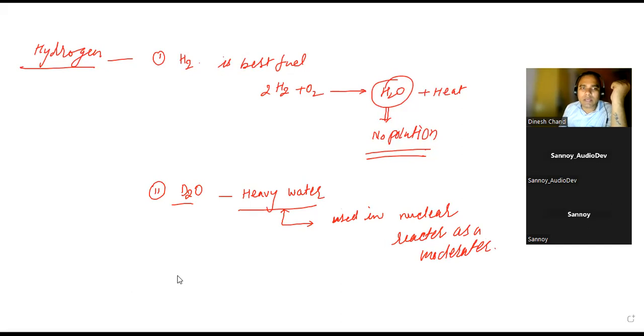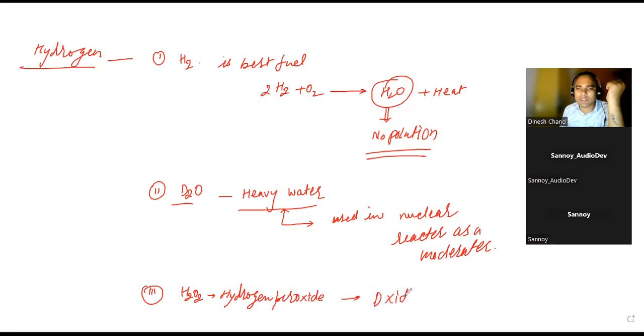One more point is also there. The third important one is H2O2, that is called hydrogen peroxide, that you know. This hydrogen peroxide is a strong oxidizing agent. It oxidizes many substances, like Fe2+ to Fe3+, that is ferrous to ferric. Like that, many reactions are there.